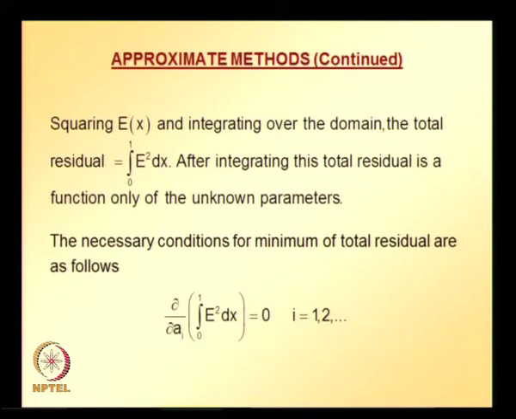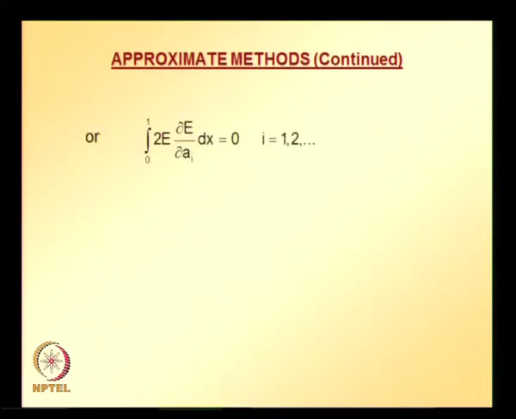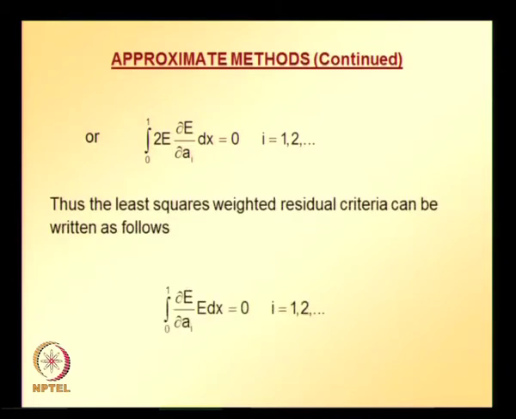and this necessary condition can further be simplified by noting that integration and differentiation are interchangeable. Taking the differentiation inside, we get this equation, and the 2 can be cancelled out on both sides, and we get this equation. So, the least square weighted residual criterion can be written as the integral from 0 to 1 of the partial derivative of E with respect to A times E dx is equal to 0. So, this is the least square weighted residual criterion, and whatever statement I made earlier can be revised based on this equation.